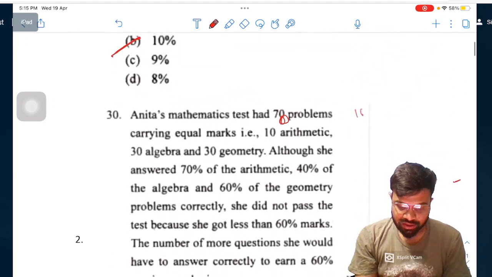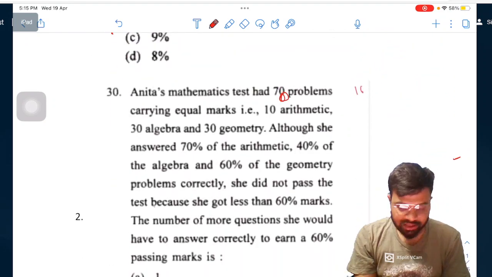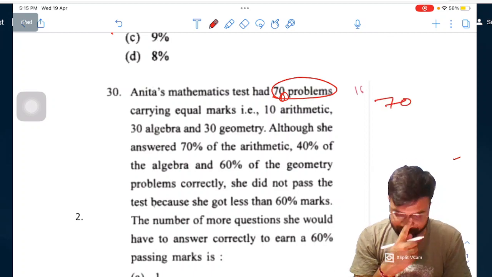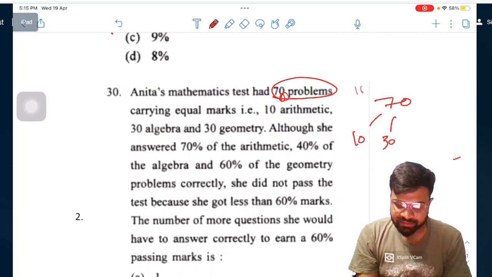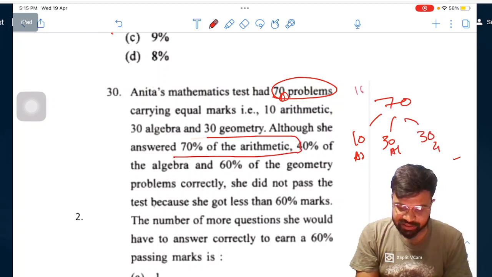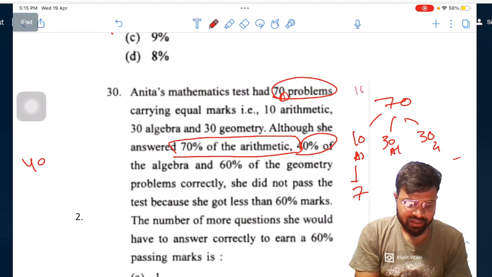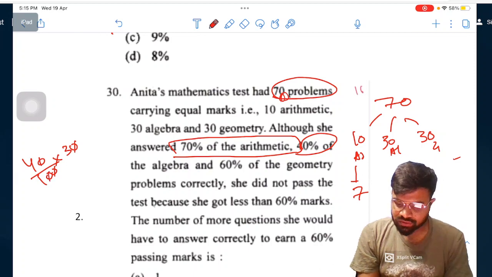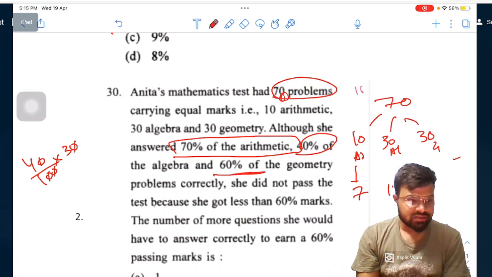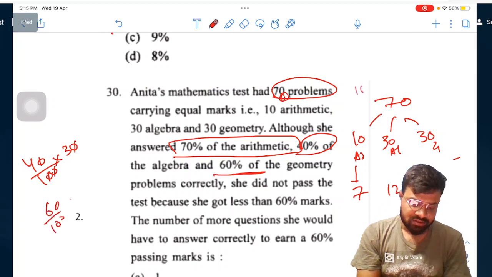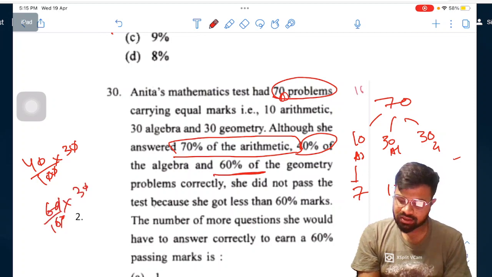So we'll move forward. See, in this question, Anita's test has 70 problems. We will start drawing: 10 arithmetic, 30 algebra, 30 geometry. She answers 70% of the arithmetic, which means 7 of 10. 40% of algebra means 40% of 30: 40 upon 100 into 30, 4 threes are 12. So 12 here. And 60% of 30 geometry: 60 by 100 into 30, 6 threes are 18. This is how we got it.